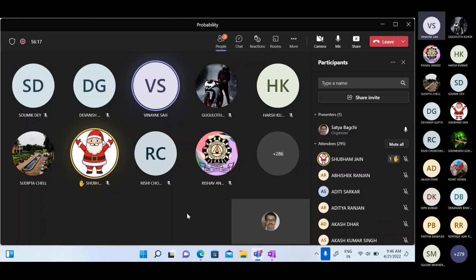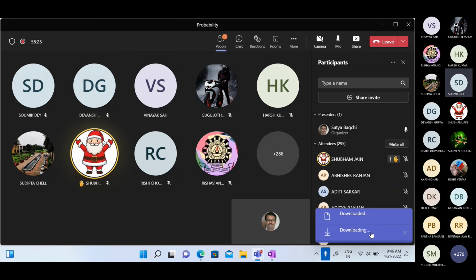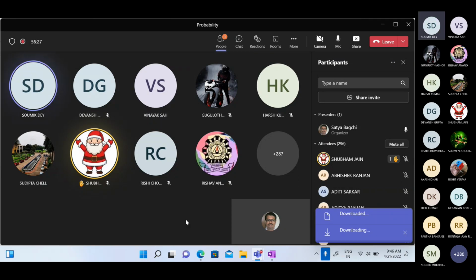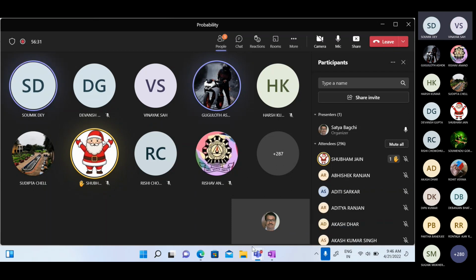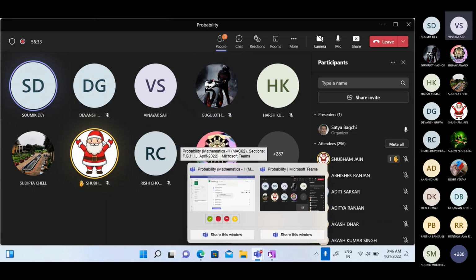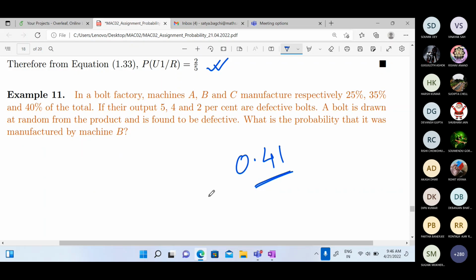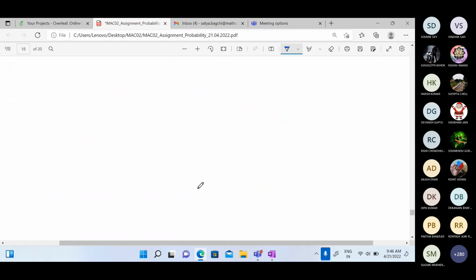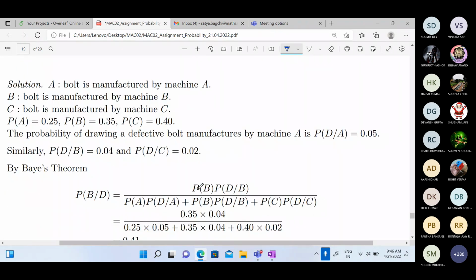The doubt is that we will not be multiplying 1 by 3 here as we were doing in the other questions, because we are choosing B out of all the three. But 1 by 3 will be cancelled from the upper and lower side, so it will be no factor. Okay, one minute, I am giving the answer.